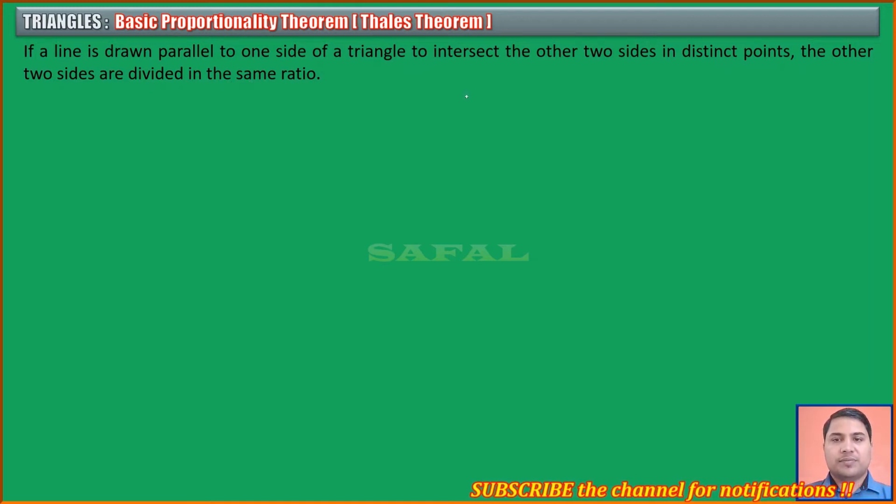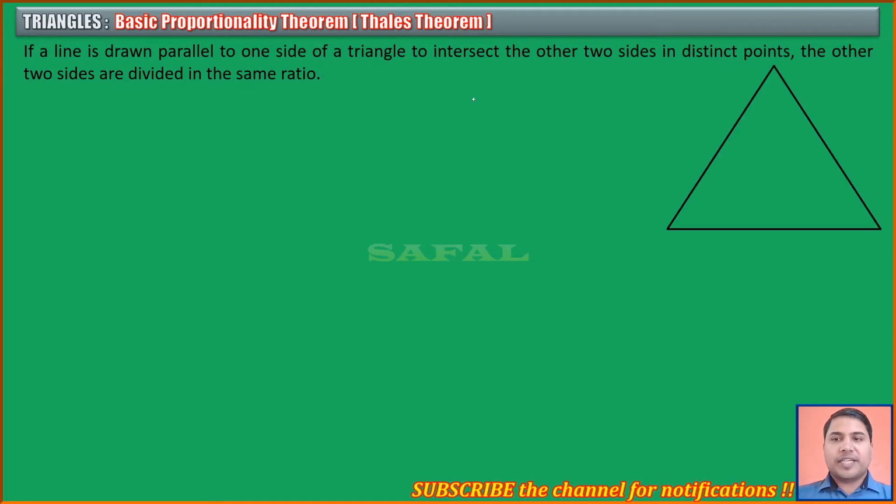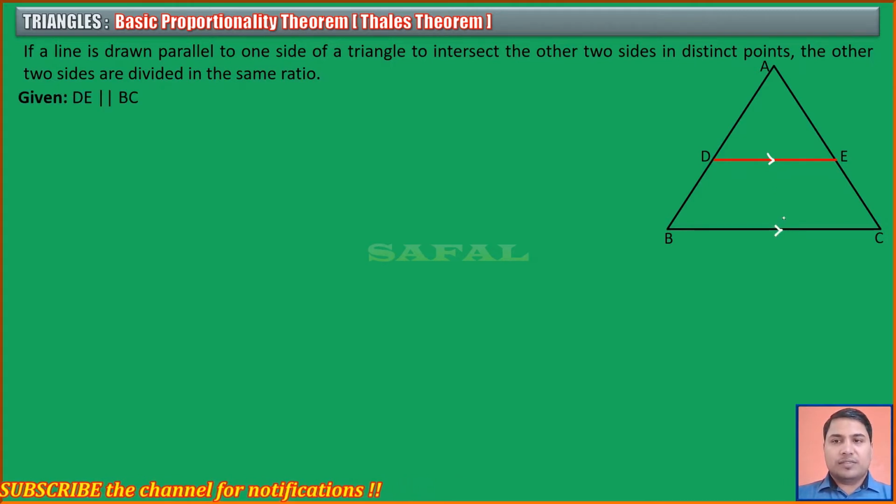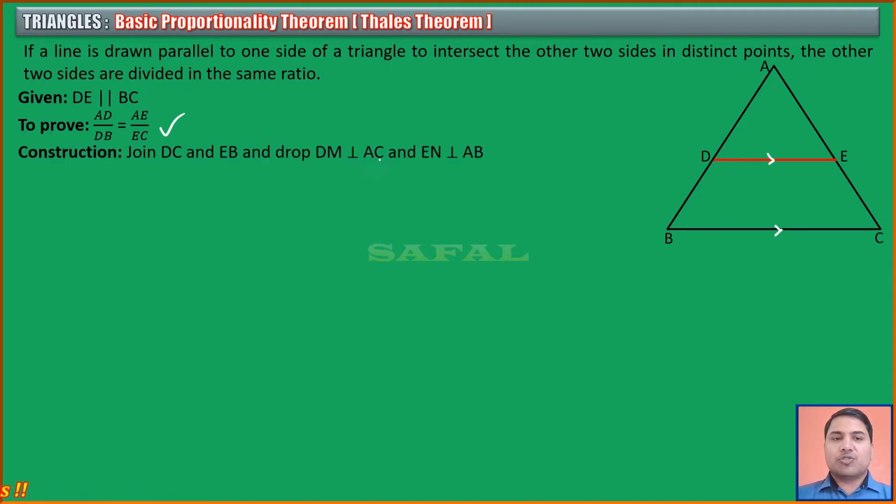That's the statement. So what they are trying to tell is, if I'm taking a triangle ABC, now if I draw a line parallel to any of the three sides to intersect the other two. So let's say I'm drawing a line DE parallel to BC. That is given to us. So what we need to prove is that AD by DB is the same as AE by EC. That means the other two sides AB and AC get divided in the same ratio by the line DE. So to prove this, I need to do some construction.